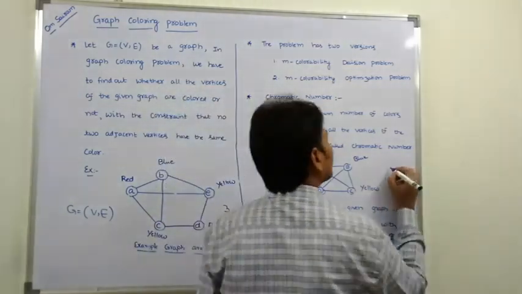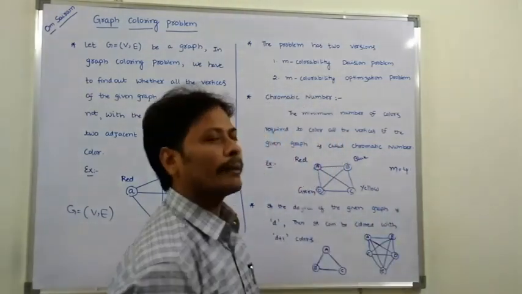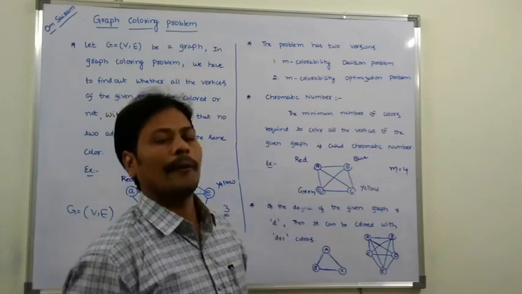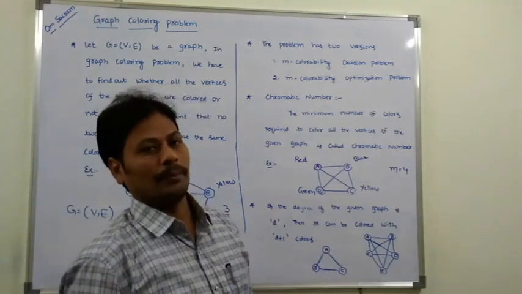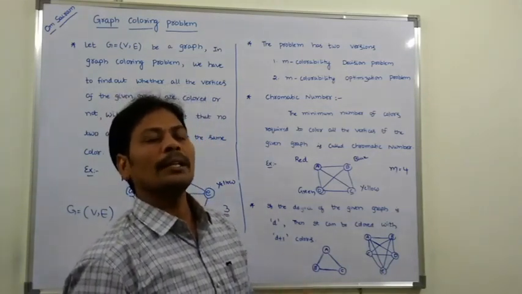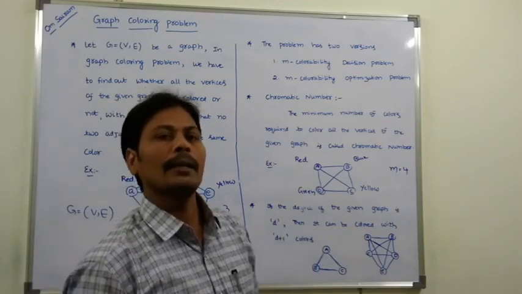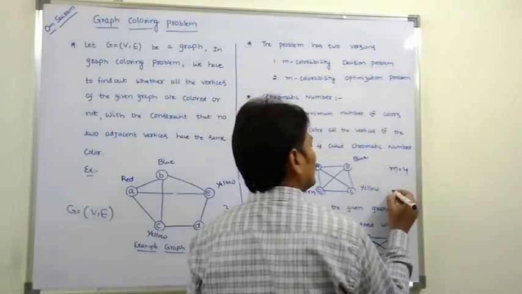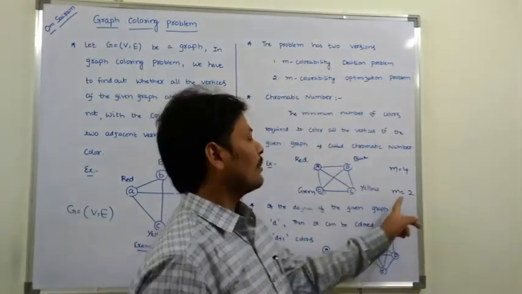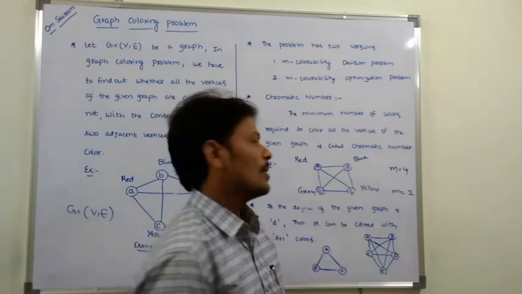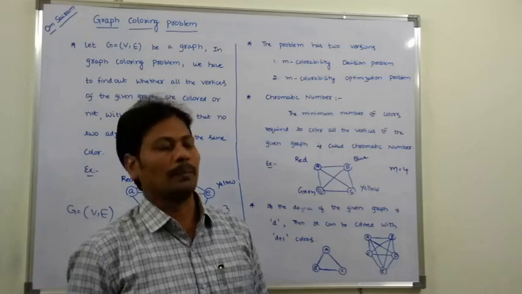So the chromatic number is denoted by M. So M is equal to 4. 4 colors are required to color all the vertices of the given graph. Then it can be called a 4 coloring problem. A 4 coloring problem is nothing but 4 colors are required to color all the vertices of the given graph. Suppose M is equal to 2, then it can be called a 2 coloring problem. So if M is equal to N, then it is called an M coloring problem.